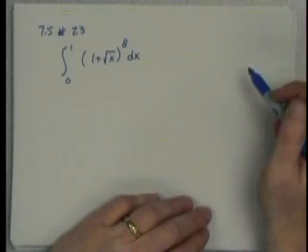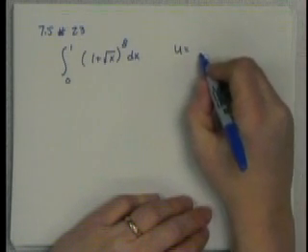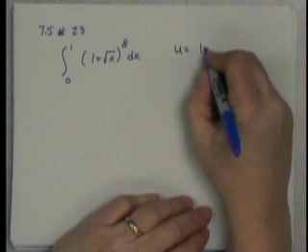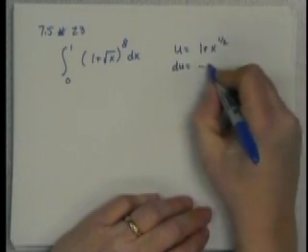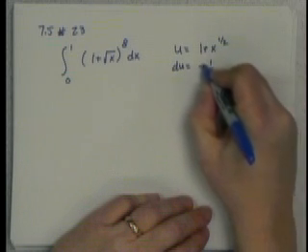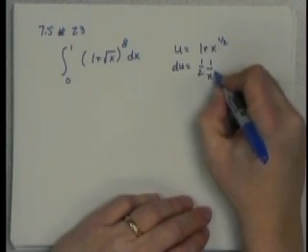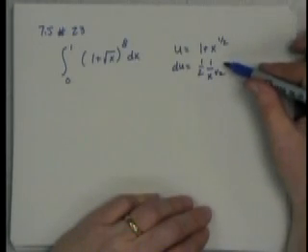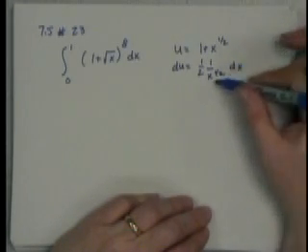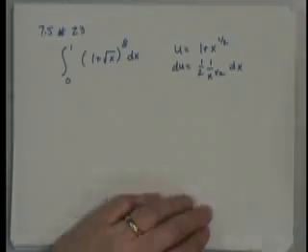I use u-substitution. If you use u-substitution with u as 1 plus the square root of x, and du is 1/2 times x to the negative 1/2 dx. But where did this come from? Where are you going to get the x to the 1/2 from?